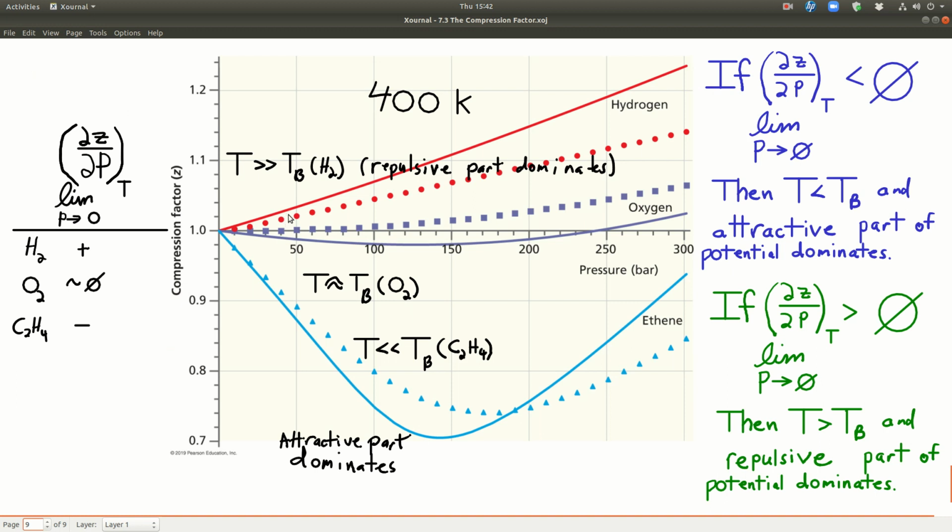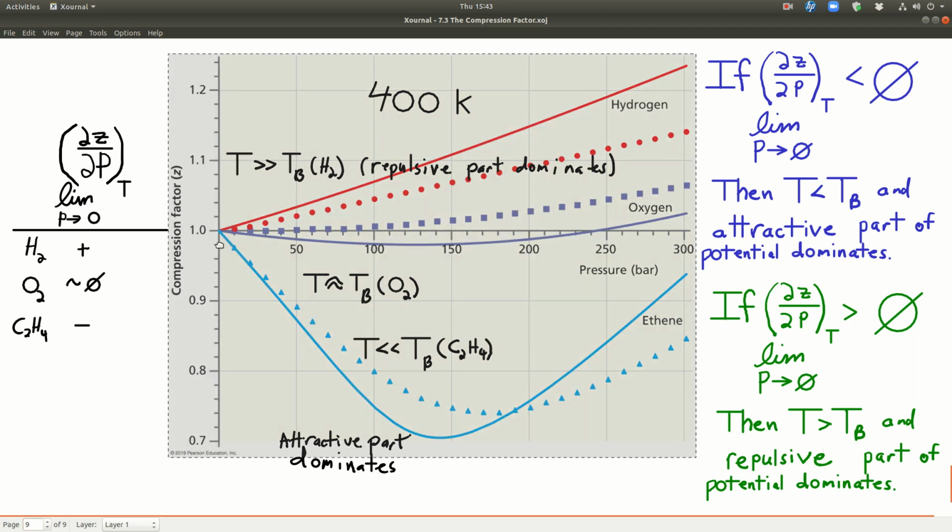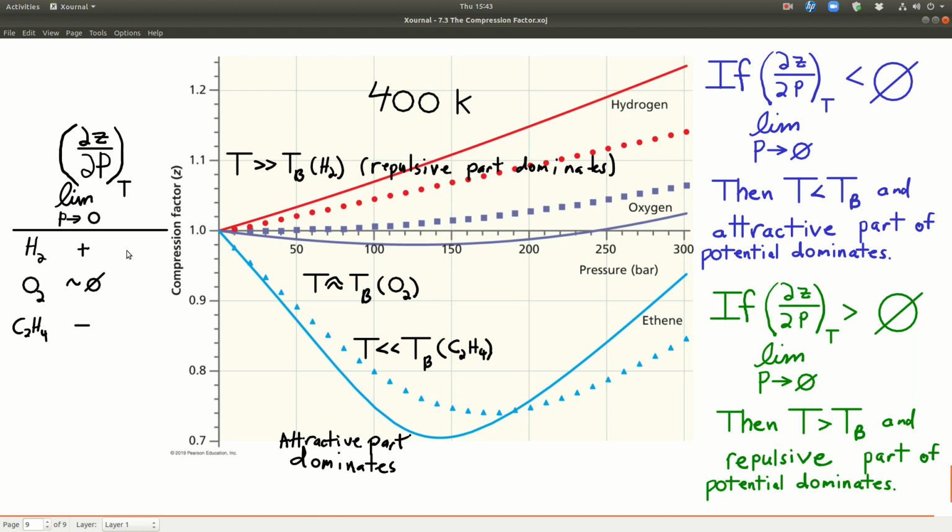All right, so let's look at this graph here. I have a lot of stuff on here, but this is at 400 Kelvin. This is 3 different gases, all at the same temperature, 400 Kelvin: hydrogen, oxygen, and ethene. The lines are from the van der Waals equation, the dots are the real behavior. So we see the partial of z with respect to p at constant T in the limit as pressure goes to 0, so right up here. The slope of this line for hydrogen is positive, for oxygen it's about 0, and for ethene it's negative.